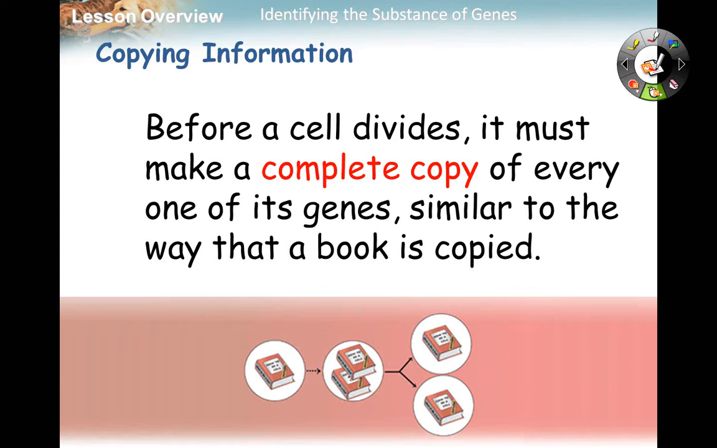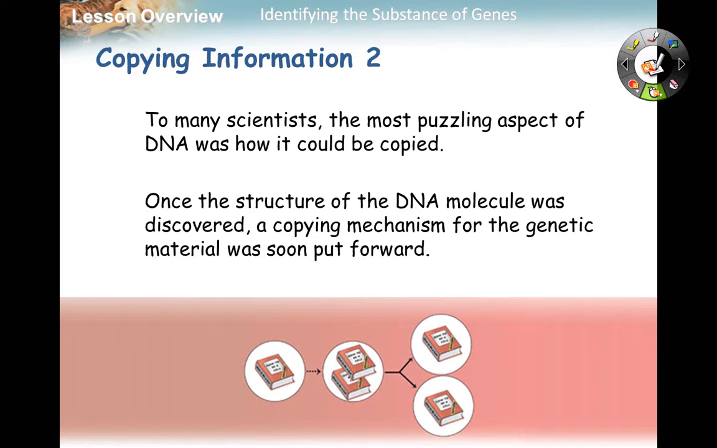Before a cell divides, it must make a complete copy of every one of its genes, similar to the way a book is copied in this particular picture. Many scientists found it a puzzling aspect how DNA has got to be copied, and it's got to be copied exactly, because if you leave a couple of the pages out, or if you leave information out, that could lead to different parts of the cells being replicated without the necessary information.